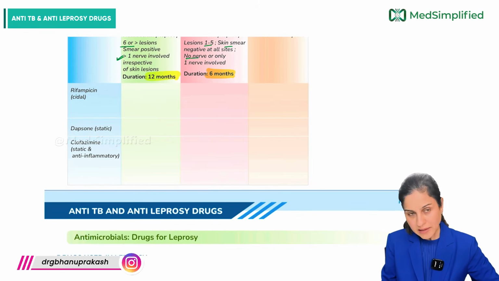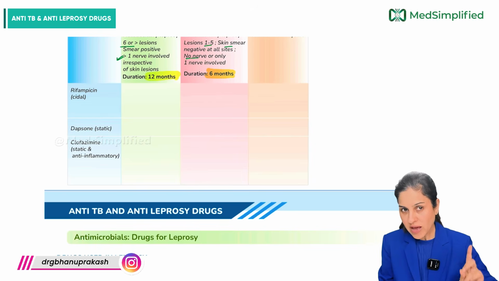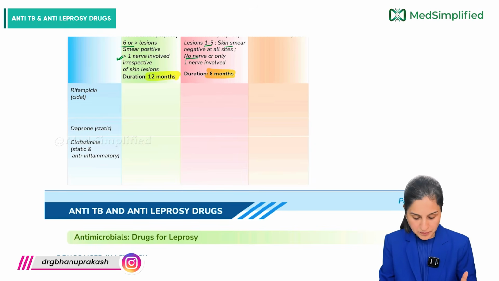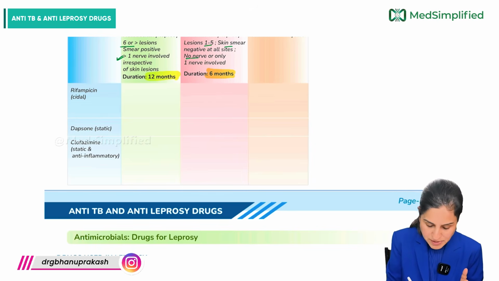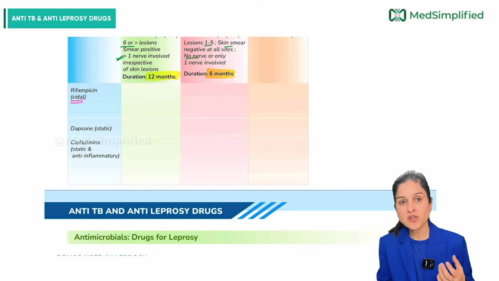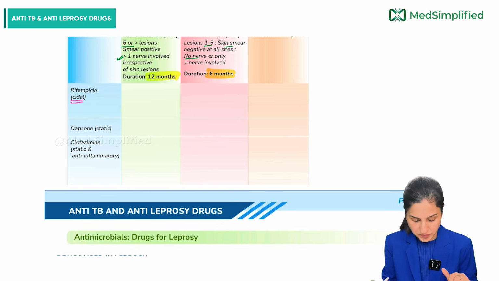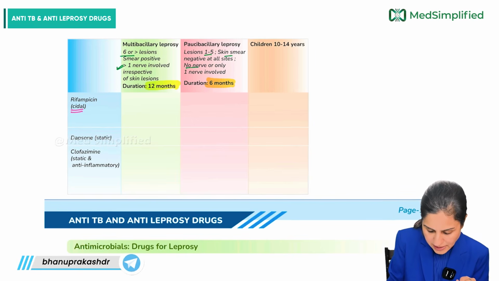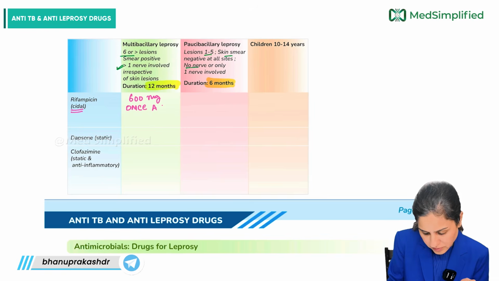We use 3 drugs: rifampicin, dapsone, clofazimine. Now, out of this, rifampicin is the only cidal drug. The remaining 2 are static drugs, right? And clofazimine is also an anti-inflammatory. So, you give rifampicin 600 milligrams once a month.